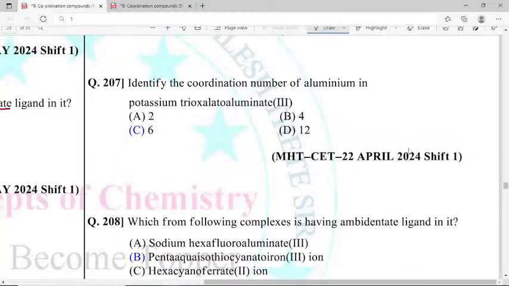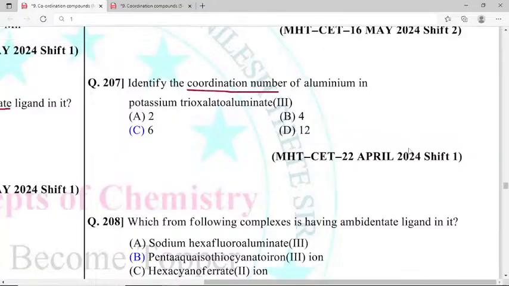Identify the coordination number of aluminium in potassium trioxalatoaluminate. Trioxalato: oxalate is a bidentate ligand. So tri stands for 3, multiplied by 2. So this is 6. So 6 is your answer. Coordination number 6.